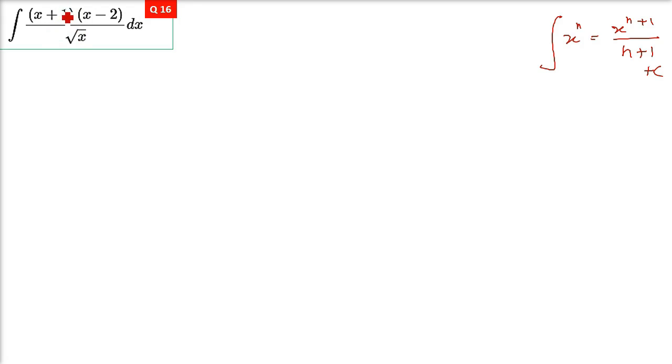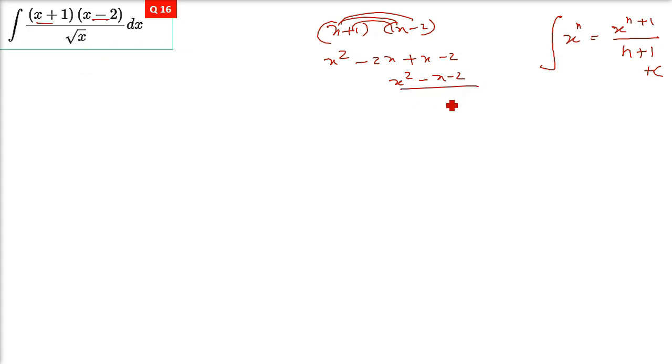We need to multiply x plus 1 and x minus 2. So we are multiplying it here, the numerator. So I'm resolving the numerator: x square minus 2x plus x and minus 2, so x square minus x minus 2. Denominator we have under root x, and as I told you, under root x is x to the power half. So you can have it like this, x to the power half.